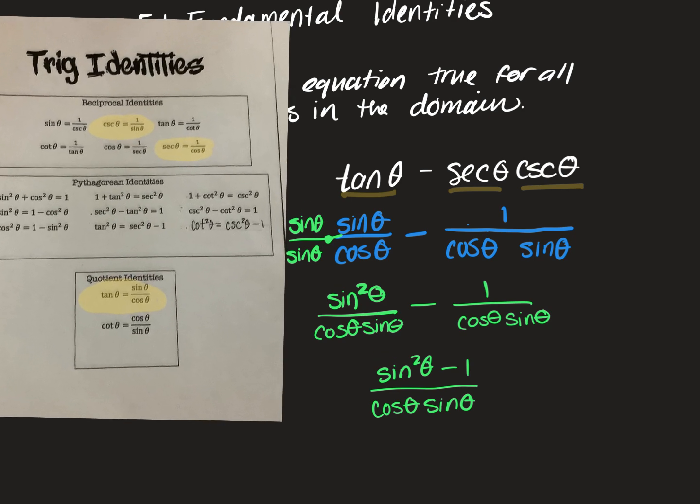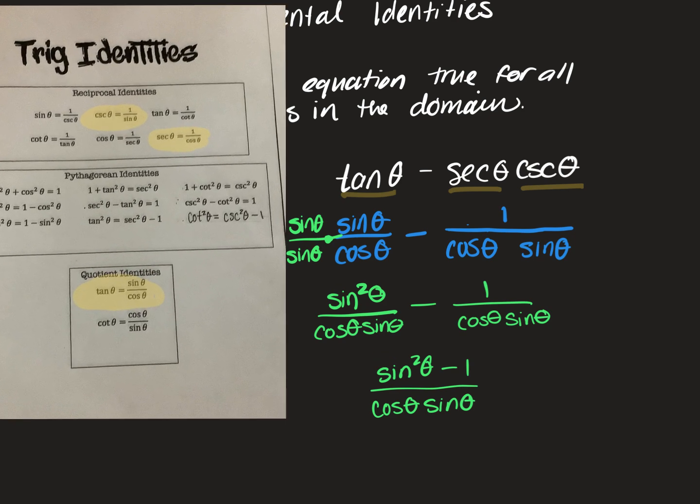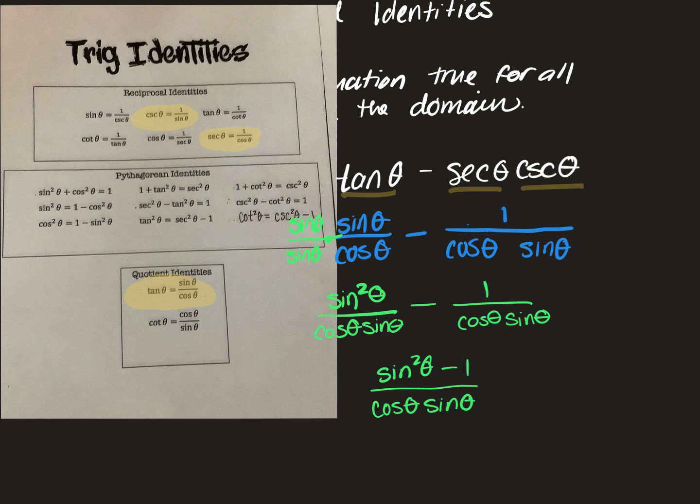Okay, so which one of those almost makes sense? We're looking in this first column, because we have sine squared and 1. So if we want, we can change that sine squared and make it 1 minus cosine squared.